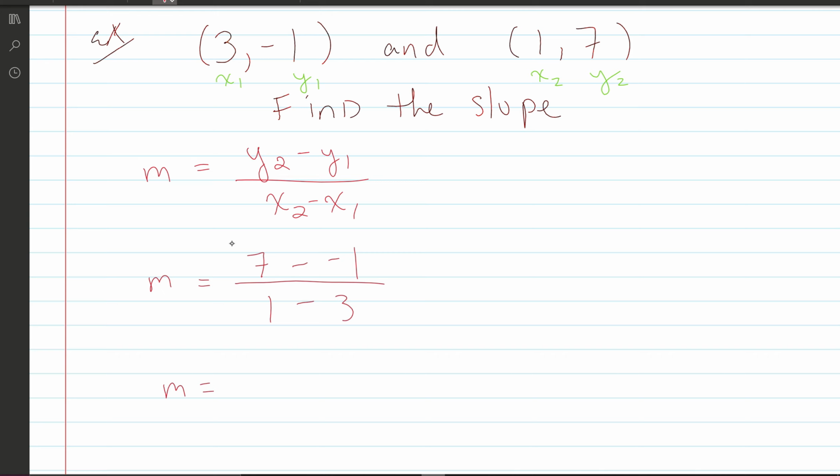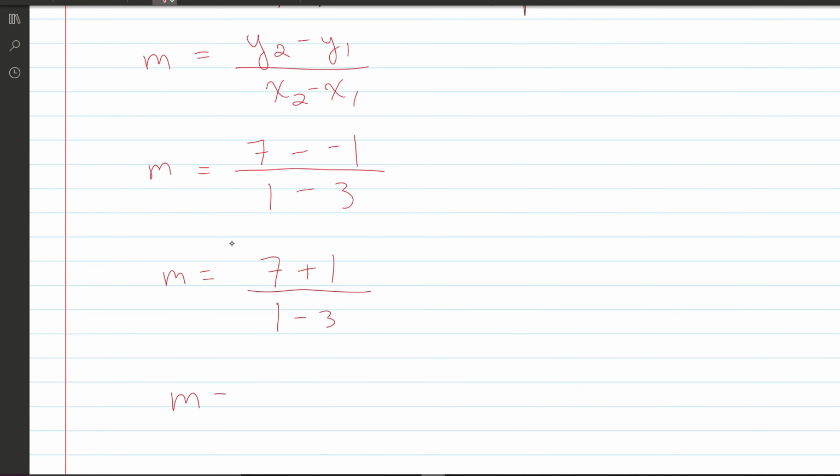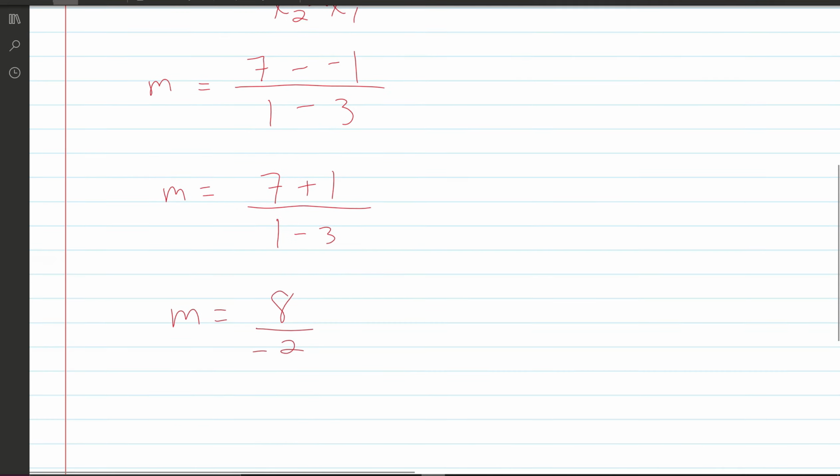So now we have 7, a minus and a minus. We'll make this plus 1. So see how that was important to have in there. 1 minus 3, I'll write that over. And now the slope will be 8 over 1 minus 3, which is negative 2. And then we always like to simplify, or in this case divide. So 8 divided by negative 2 is negative 4. So our slope is negative 4.